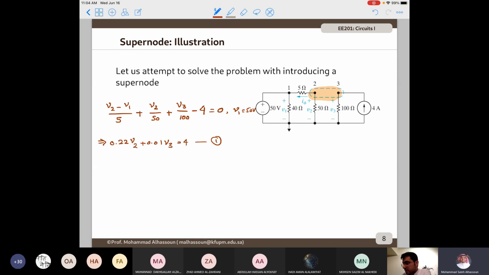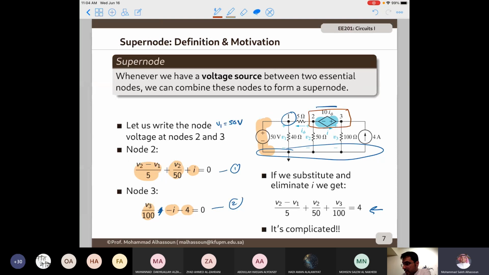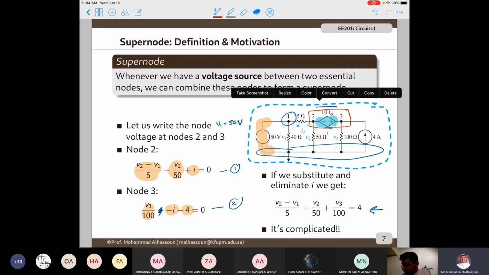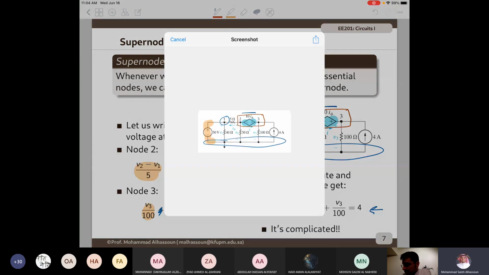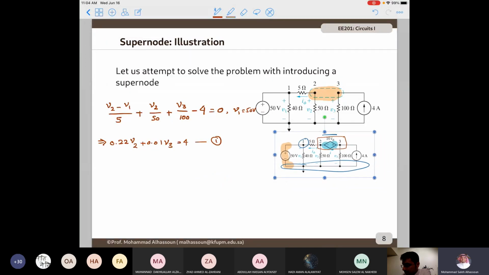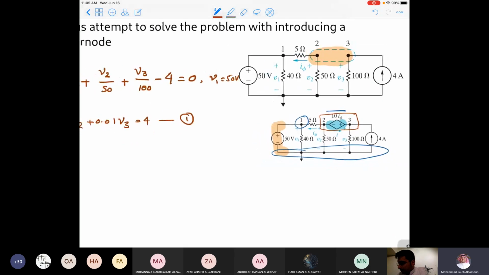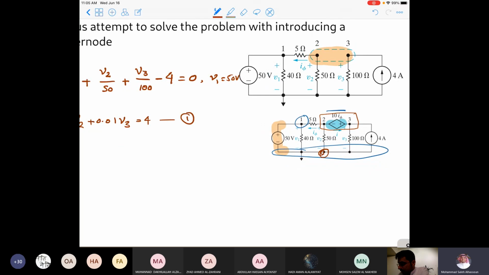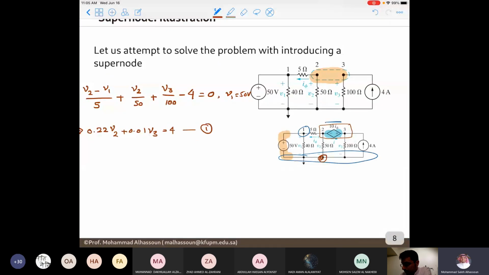So it turns out that going back to the original circuit here, if we apply KCL here, okay, fine. If we apply KVL here, I will get the following. So if I start from this point, apply KVL, and return back to this point, I will have the following.